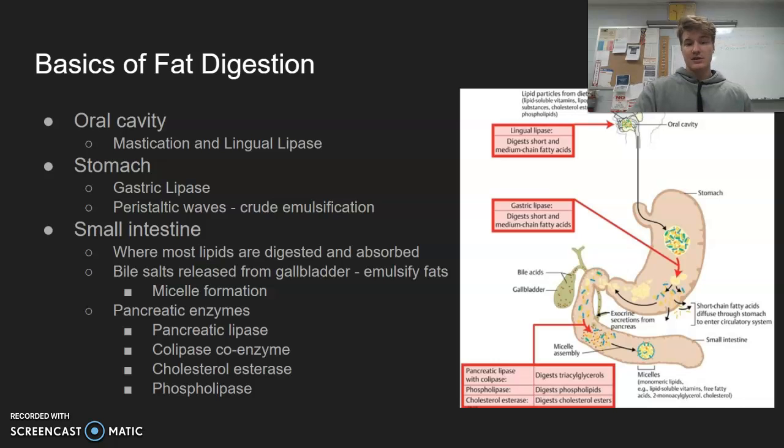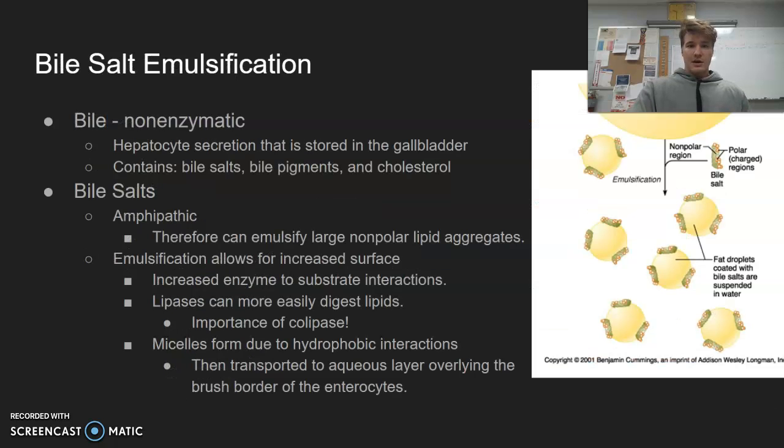Additionally, here the bile salts help form these micelles, which I'll talk more about, bile salts and micelle formation and how that all works, on the next slide. But as I said, there are pancreatic enzymes. The pancreas is releasing lipases. It's releasing colipase, cholesterol esterase, phospholipase, a lot of essential enzymes for the breakdown of fat that I'll get into here. So first, I'd like to give a rundown of bile salt emulsification.